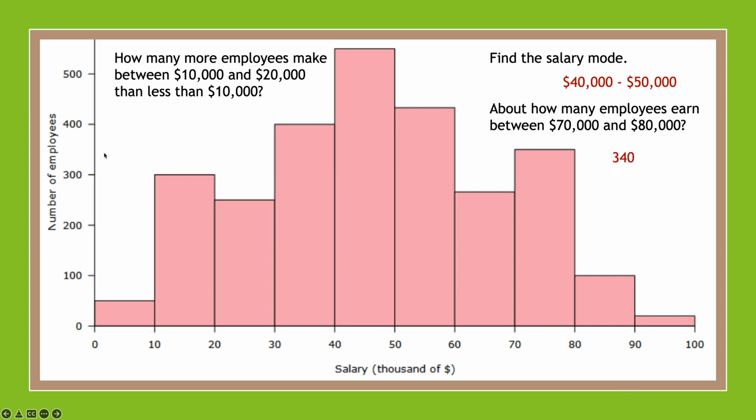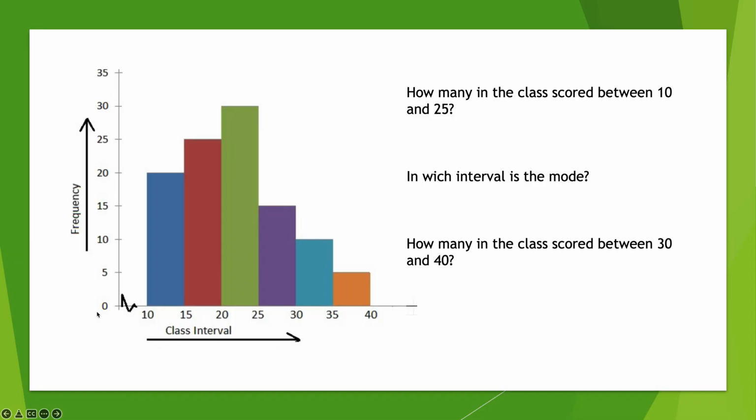There you go. How many more employees make between 10 and 20,000 than make less than 10,000? Probably part-time employees. Okay, so that would be about 300 minus the 50, and that's 250. Okay, next part of histograms.